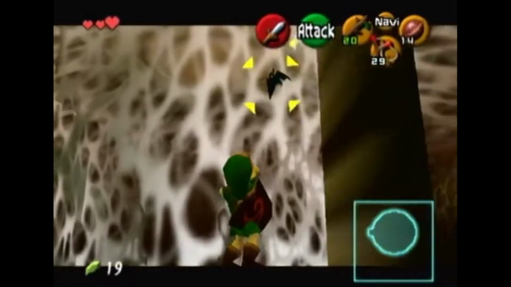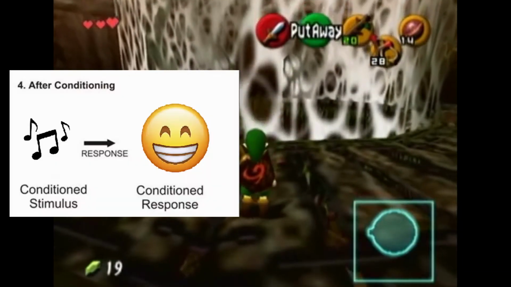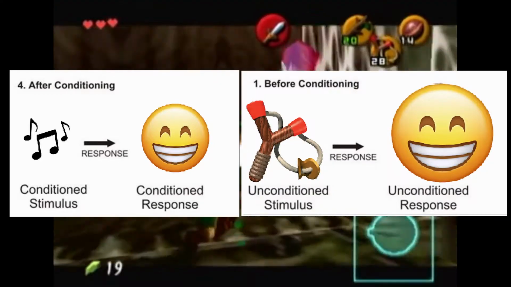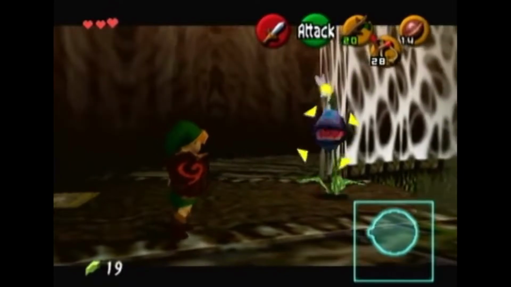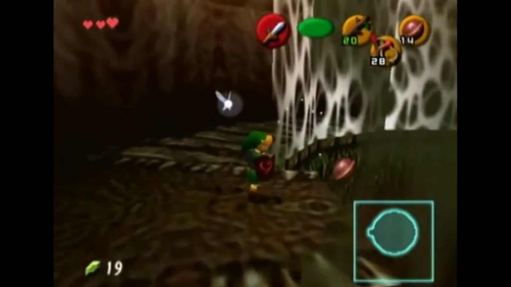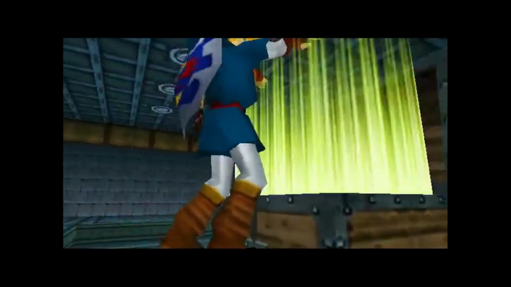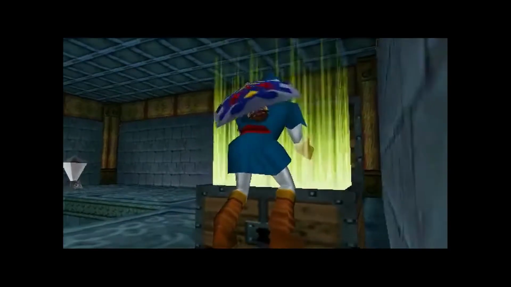Let's focus on the jingle that plays though, as that is going to be our conditioned stimulus in this example, while the acquisition of the item will be our unconditioned stimulus. When you open a chest or receive an item, the jingle is consistent throughout the game, and you hear it over and over again every time you pick something up, until eventually the item you get doesn't even matter anymore.